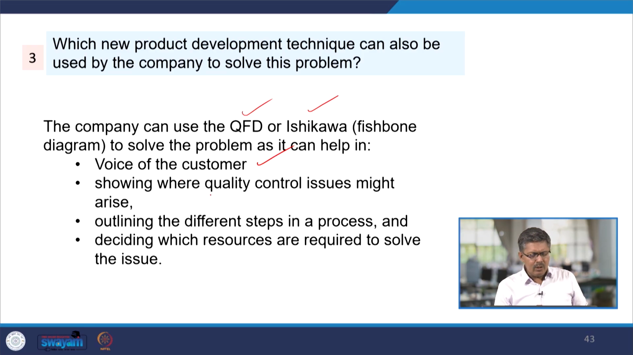And it would help me in showing what the quality control issues might come up. The Ishikawa diagram can show that, outlining the different steps in the process and deciding which resources are required to solve the problem. So, at least using these two techniques, you may think of some other technique, but I have thought about these two techniques, I can easily solve this problem.